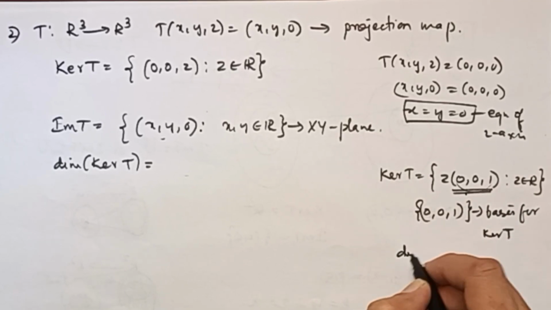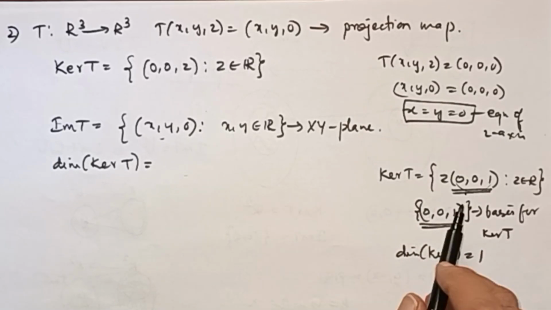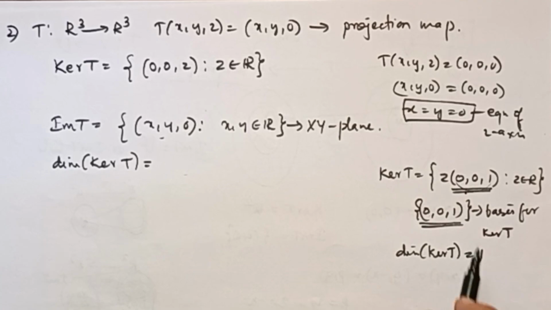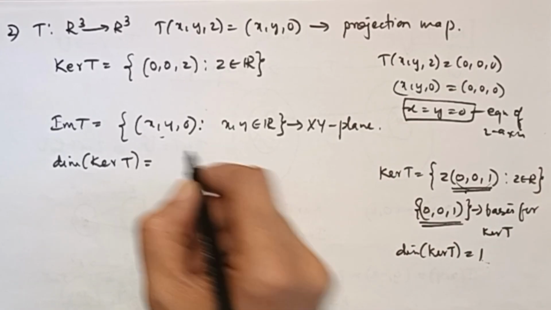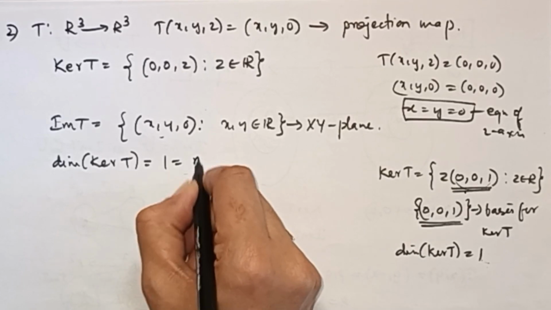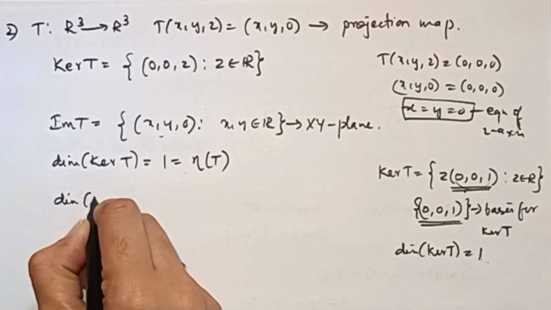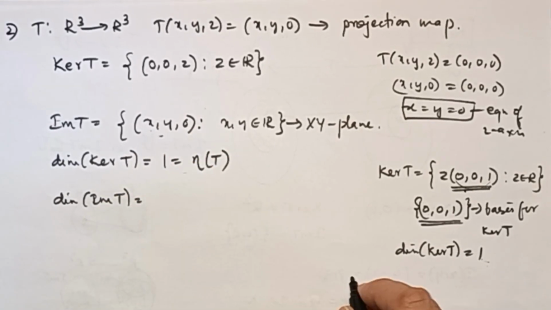And dimension of kernel of T equal to 1, because there is one vector. It is a non-zero vector. Whenever you have a single non-zero vector, you can take the dimension of that as 1. If you have a zero vector, you should remember the dimension of that is always equal to 0. So I got dimension of kernel of T equal to 1 here, which is nothing but nullity of T. Next, I need dimension of image of T.